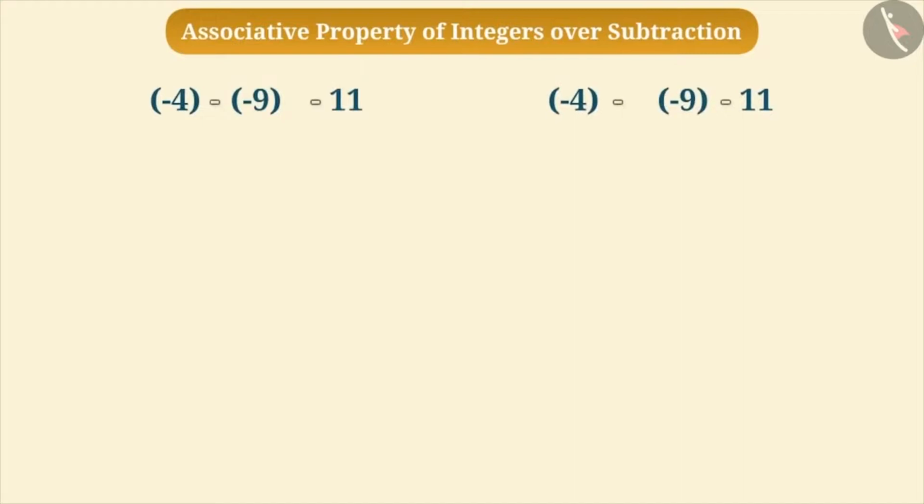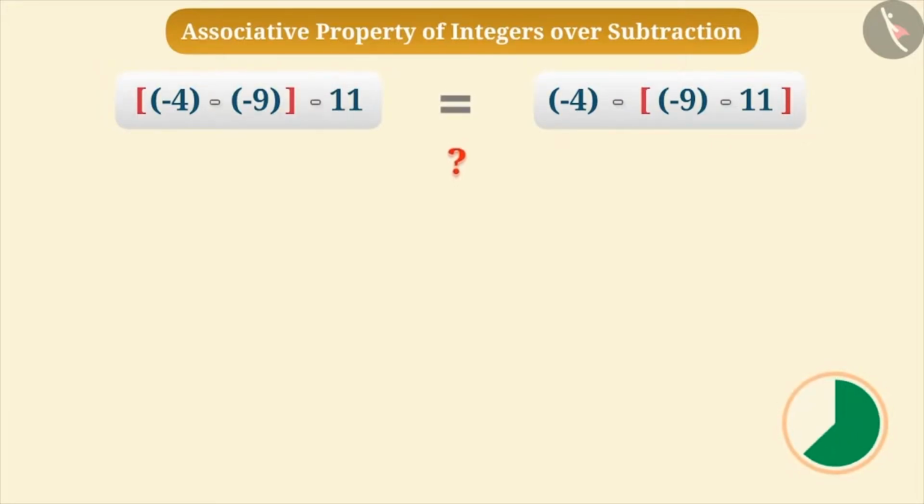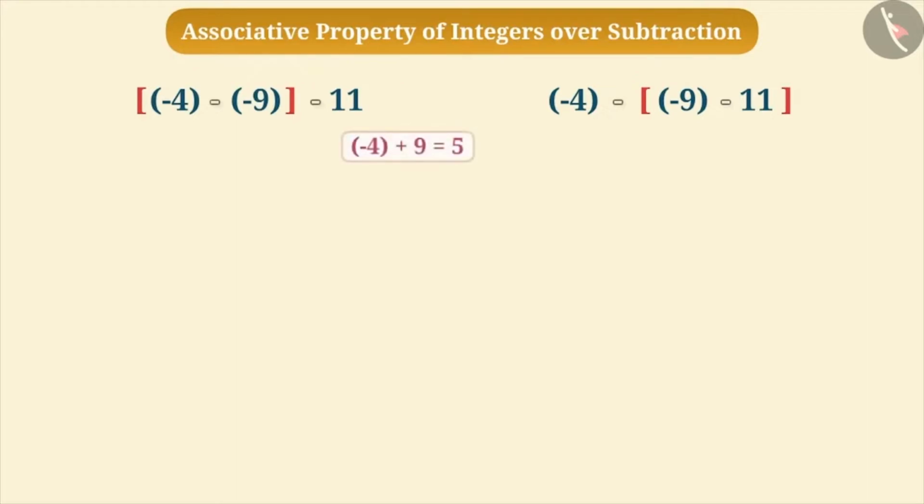Can we group them in any order to perform subtraction operation? Will there be any difference in the result? Think for a while. Let me tell you. If we make a group of -4 and -9, then the result of their subtraction will be 5. And now, when we subtract 11 from it, we get the result -6.